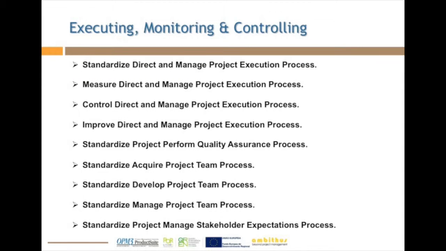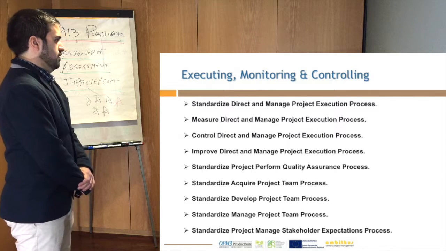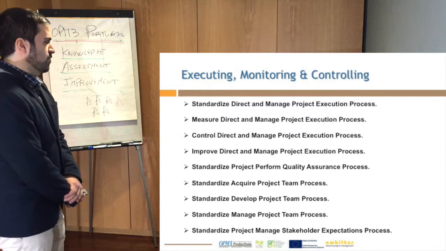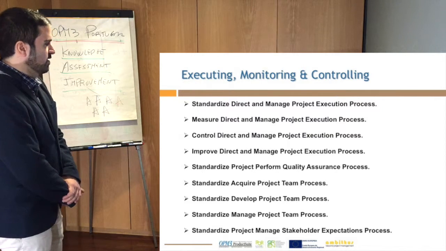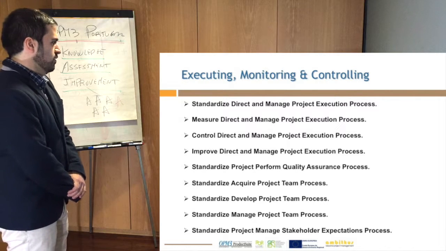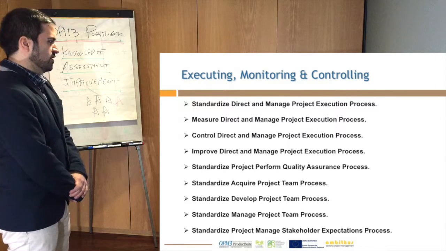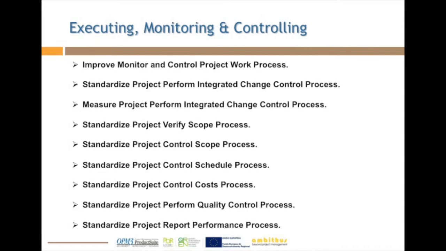Moving on to the executing, monitoring and control of the project, as the first process for the execution phase, we recommend to standardize, measure, control and improve the direct and manage project execution process. And then we recommend to standardize project perform quality assurance, standardize for the project team the acquisition, the development and the management of the project team. Also standardize the project manage stakeholders expectations process. Improve the monitor and control project work process to finish the cycle, as the standardized, measure and control was already achieved by this sector.